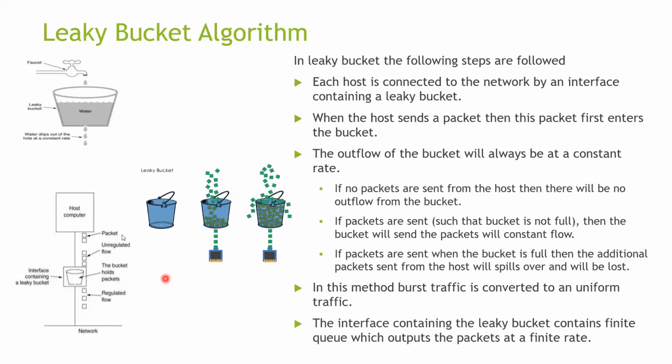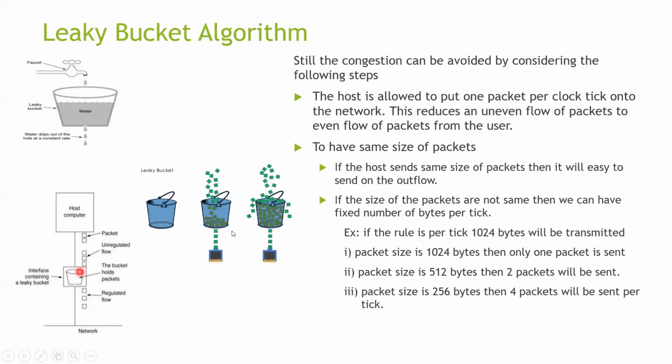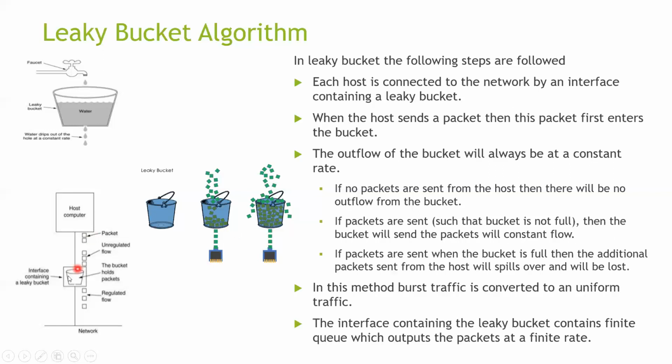Now we can see this here also. There is a host computer. Here it is an unregulated flow, which means it is not at a constant pace. The host may send 2 packets, then once it may send 3 packets, once it may send 5 packets. It is not constant. That is unregulated flow. First, it reaches the bucket here. It holds the packets. Then it sends them in a regulated flow to the network.